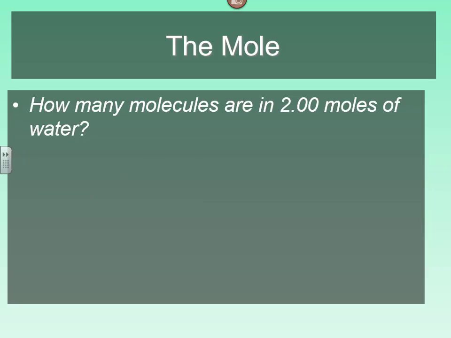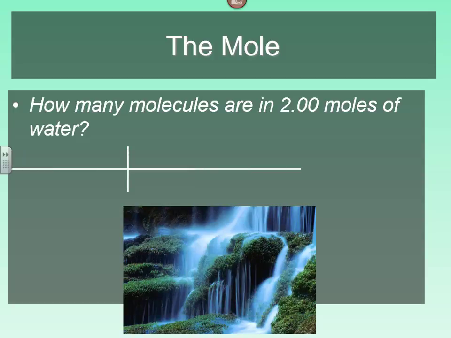So let's do some practice problems. These are going to be very easy. We're starting with the easy ones first. How many molecules are in 2 moles of water? These are factor label. With factor label, you always start with what you're given. What are we given? 2 moles of water. Start with what you're given.